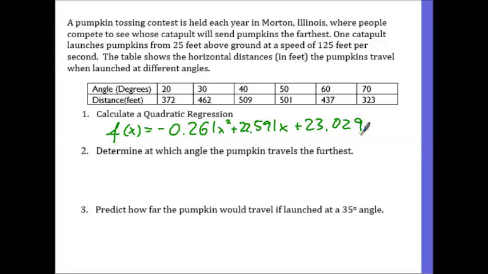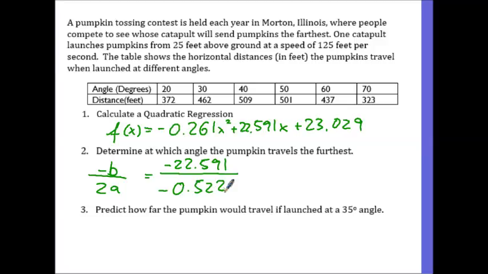And here it's really asking us at which angle the pumpkin travels the furthest. So we're looking for the x-coordinate of the vertex. And fortunately, we remember, of course, that for an equation in standard form, we find the x-coordinate of the vertex using the formula negative b over 2a. Well, that's fantastic. Then let's just go ahead and do that. Negative 22.591 over 2a, in other words, over negative 0.522.